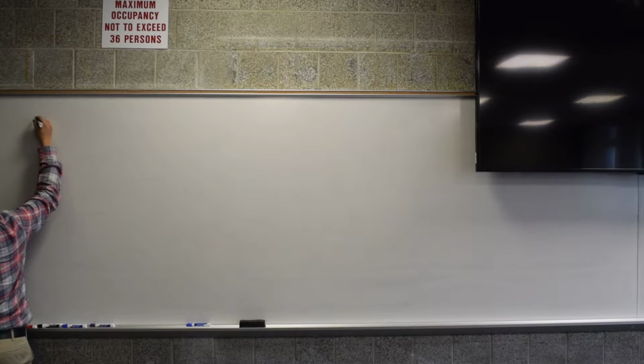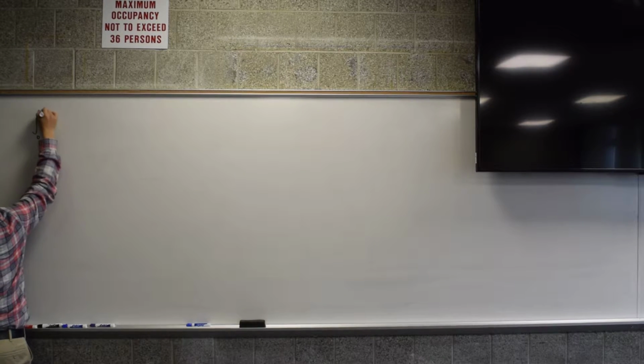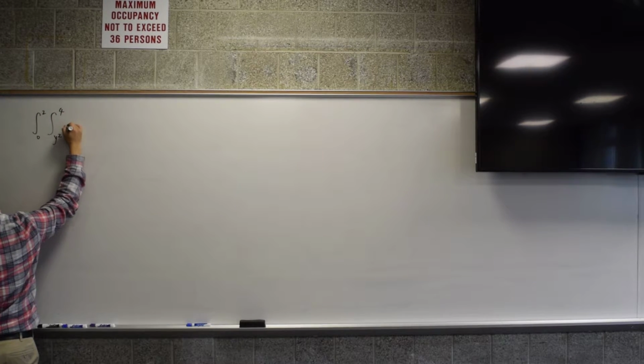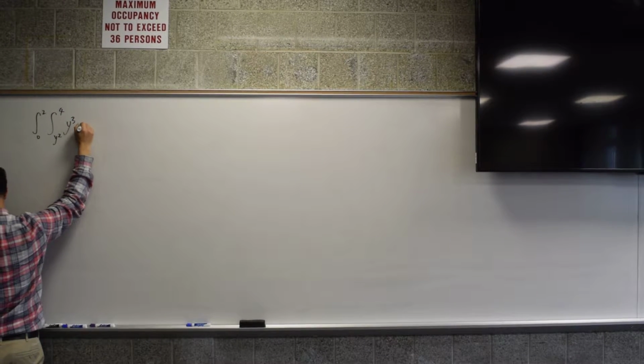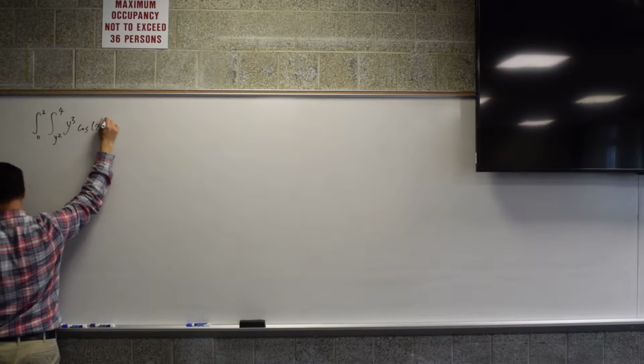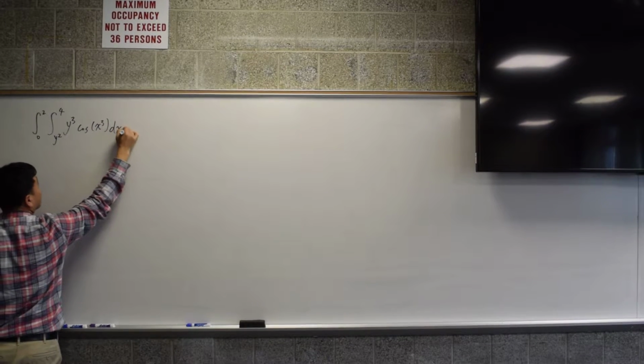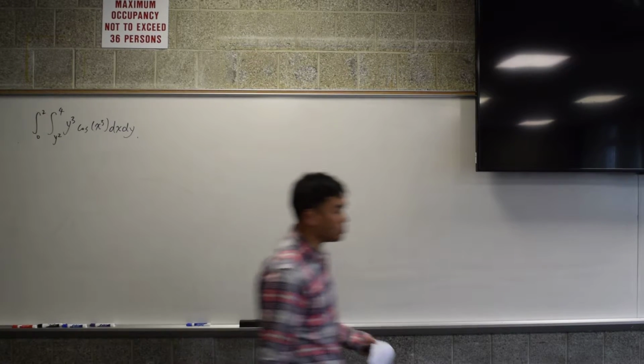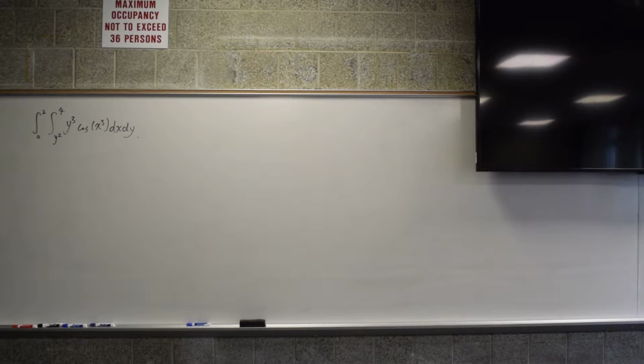Okay, there are some integrals where you have to change the order of integration in order to calculate. Here's an example: the integral from 0 to 2, y squared to 4, y cubed cosine x cubed dx dy. This is an integral where you can't integrate as given. You have to change the order of integration in order to calculate.